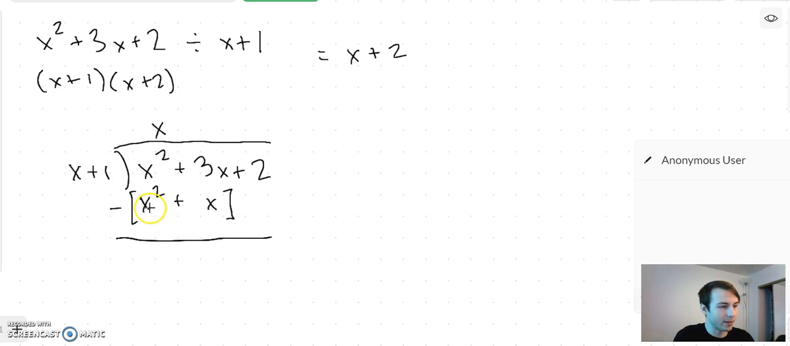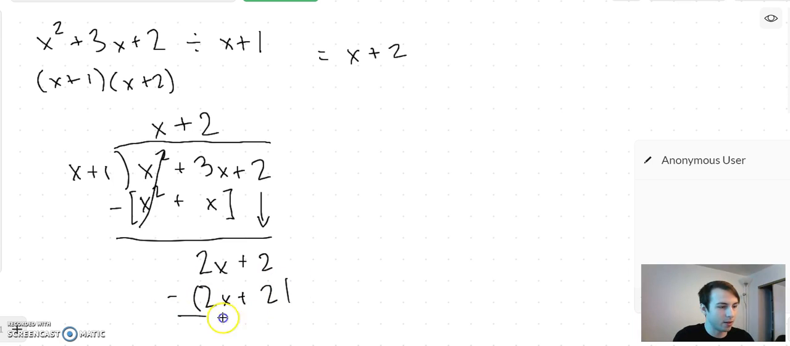So x squared minus x squared cancels out. 3x minus x makes 2x. Now we do it again. But we also bring down this 2. How many times does x go into 2x? Well, it goes in 2 times, so plus 2. And 2 times x plus 1 is 2x plus 2. When we subtract that, both terms cancel. So the remainder is 0. So that's our final answer, x plus 2.